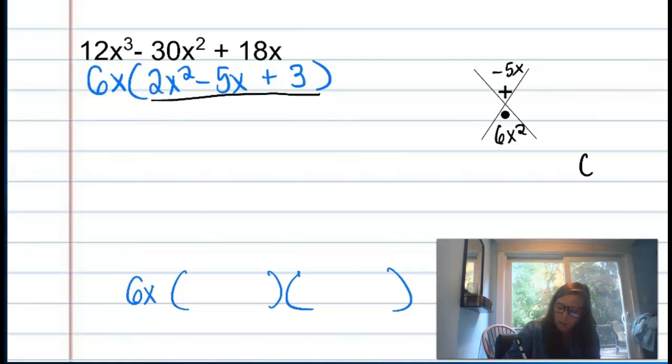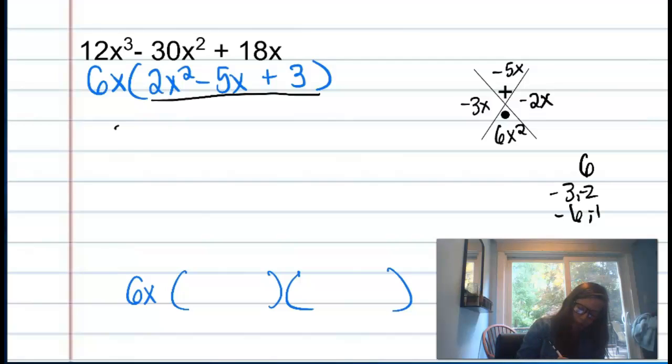So we look at factors of 6, like 3 and 2, 6 and 1. But because we want them to add to a negative, we're going to make everything negative. So we're going to pick negative 3x and negative 2x, and that's what we're going to fill in. It doesn't matter the order. Minus 3x minus 2x, and then plus 3.